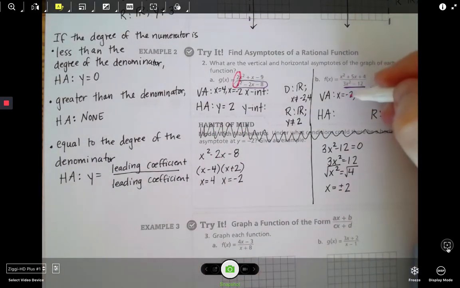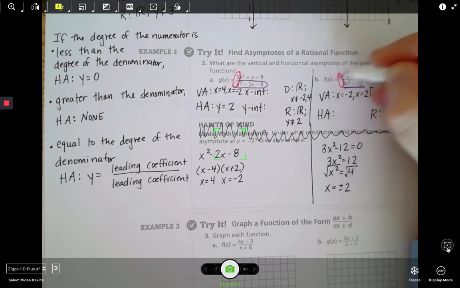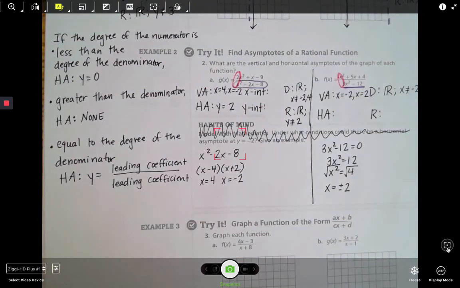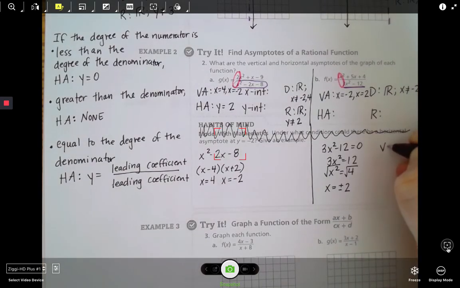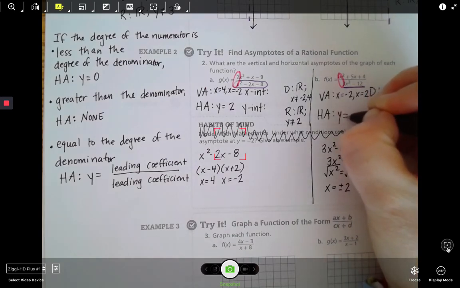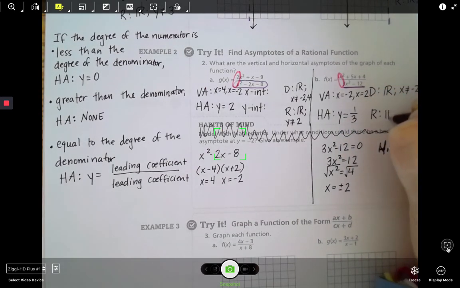Horizontal asymptote we know comes from our leading coefficients since our degree is the same. What's my leading coefficient in my numerator? 1 over 3. So y is equal to 1 over 3. My range is going to be all real numbers except y cannot equal 1 over 3.